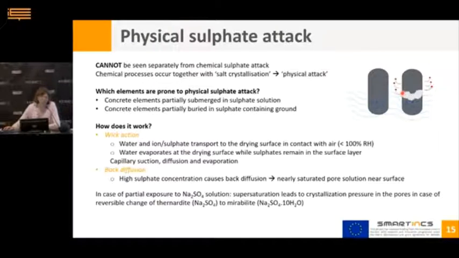So there are different mechanisms that happen. So you have the capillary suction, diffusion, and evaporation processes in that first item, the wick action. And then, of course, due to that, you have a high sulfate concentration near the surface, and that causes back diffusion. And you get, of course, finally a nearly saturated pore solution near the surface. And there you can have, as you can see here, in the case of sodium sulfate solution, a supersaturation that leads to crystallization pressure in the pores. And you can see the salt crystals that are formed over there.